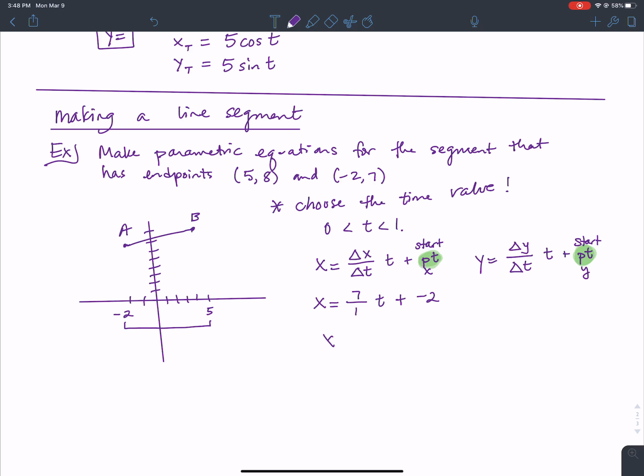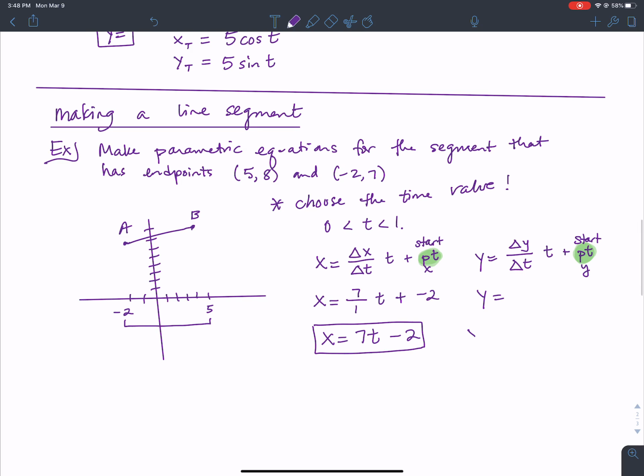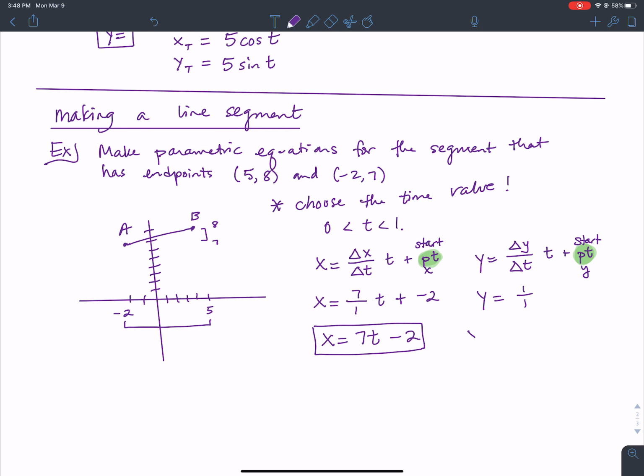So my x equation is x equals 7t plus, minus 2. So this is an equation that describes how my x is changing. The y, I'm going to do change in y. So to get from A to B, my y changes from 7 to 8. That's a change in 1 unit in 1 second.